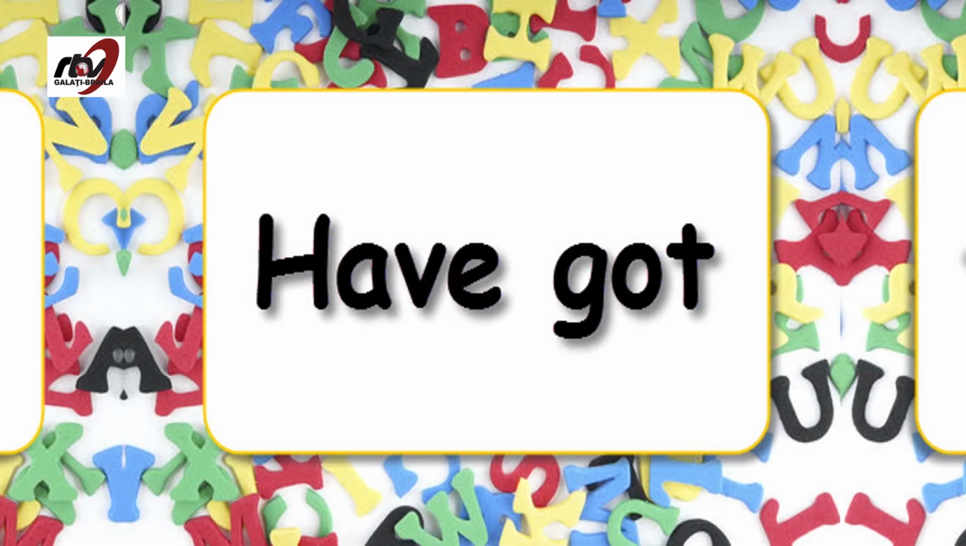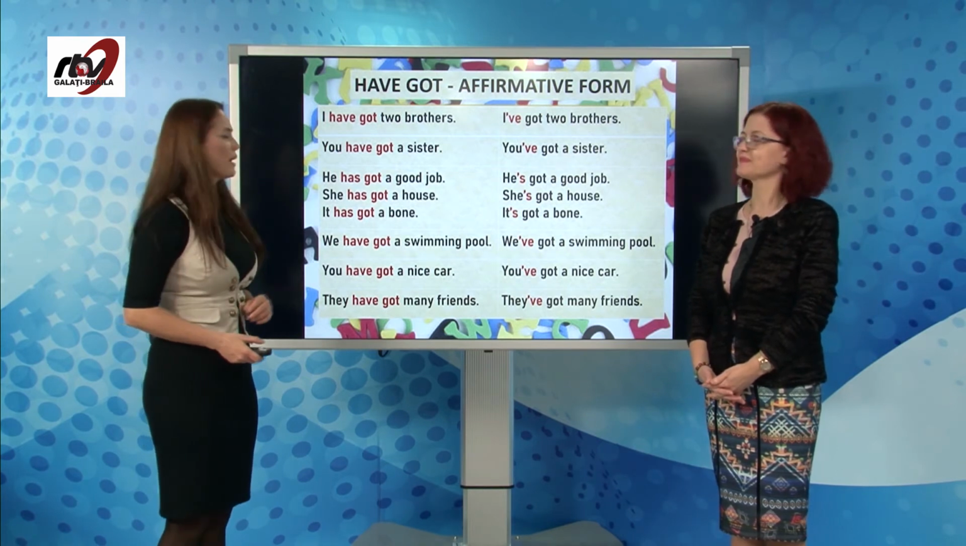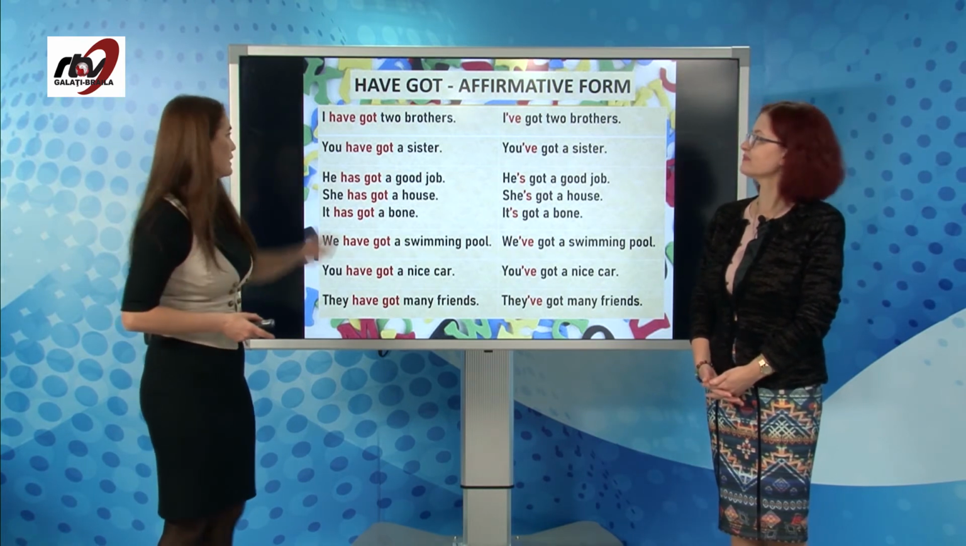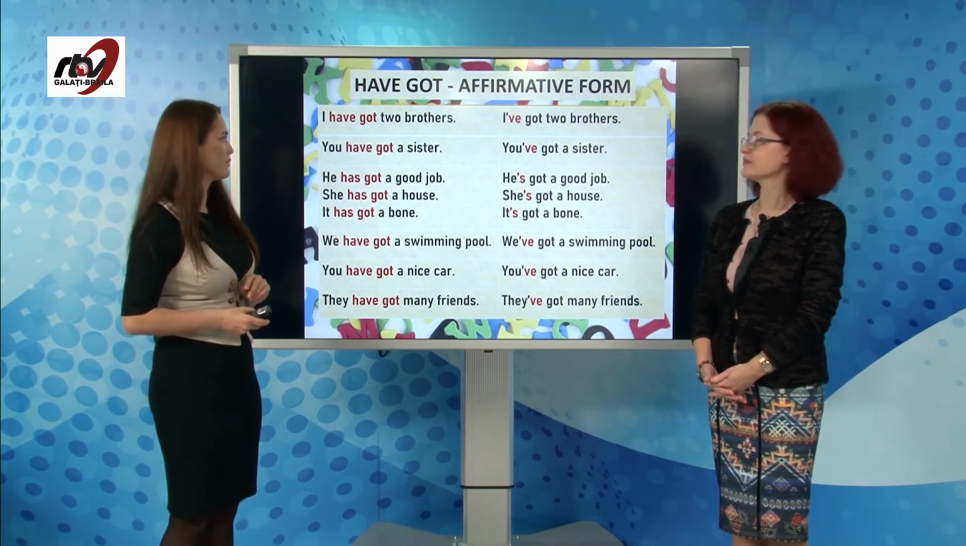Okay, this is it with the body. It's time for some grammar. I know you love it. Not. Have got, the affirmative form. I'm sure you remember it from last year. I have got 2 brothers, and the short form, I've got 2 brothers.